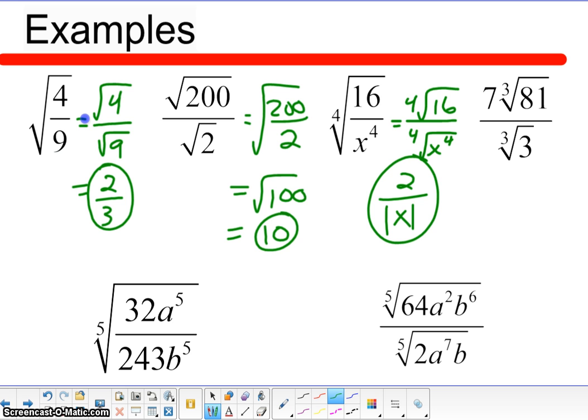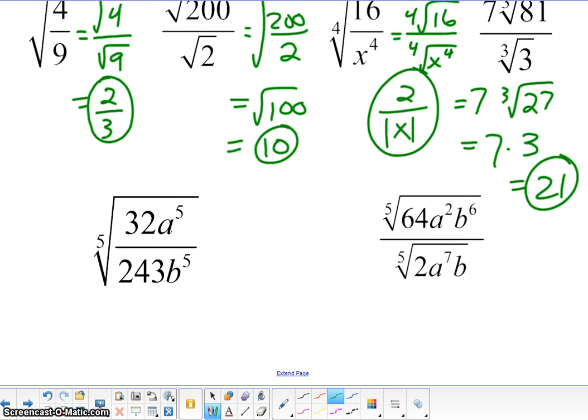The next one would be easier to put them together. So 81 divided by 3 is 27, and the value of the cube root of 27 is 3. Final answer, 21.